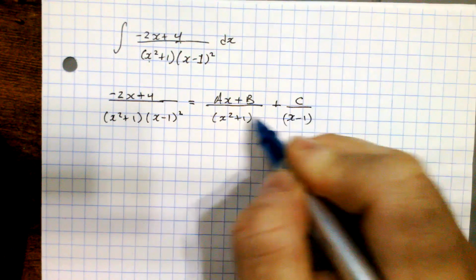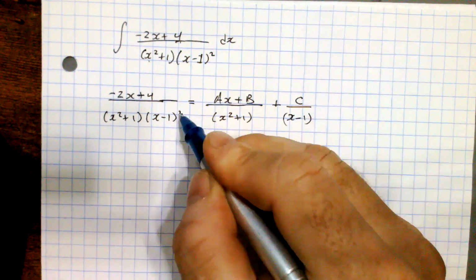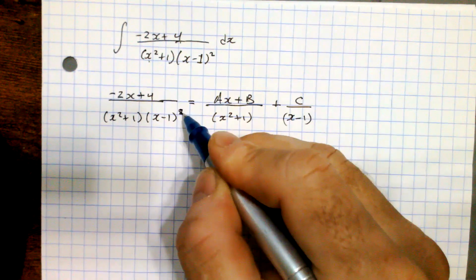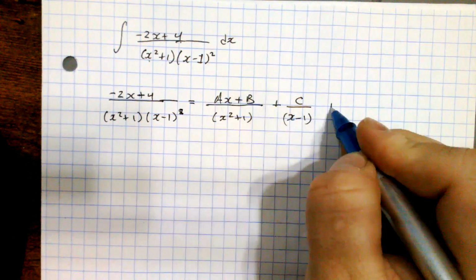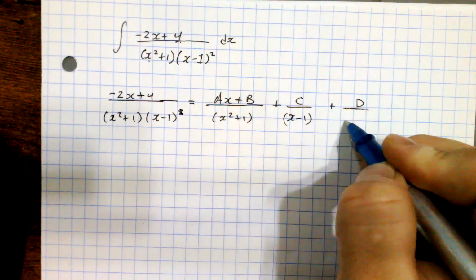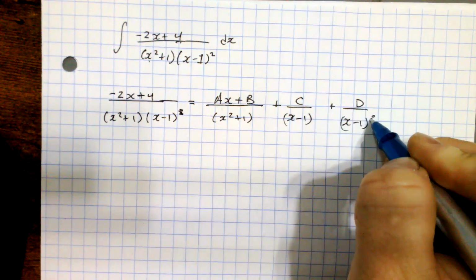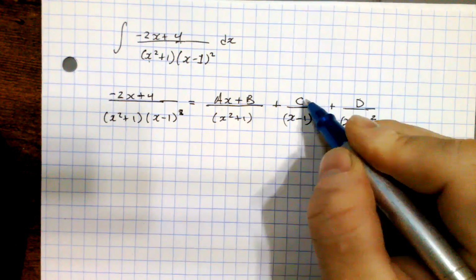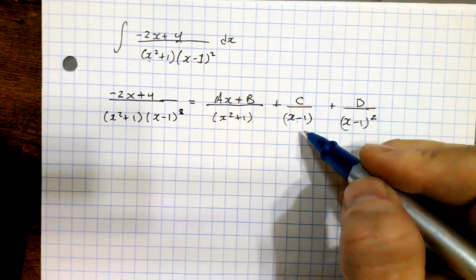So I have the linear case, and I have as many of these terms as I do the degree of this. Okay, so this is a 2. So I'm going to have a D over x minus 1 squared. These terms are constant because the linear factor is constant.